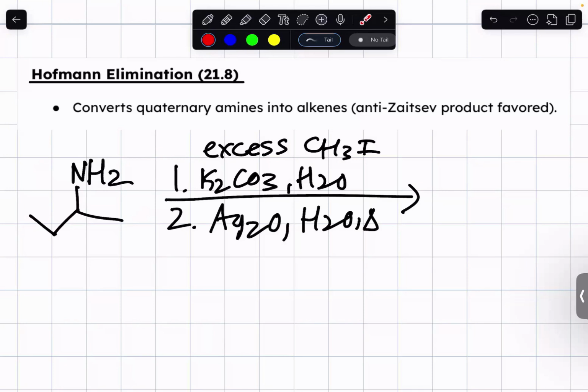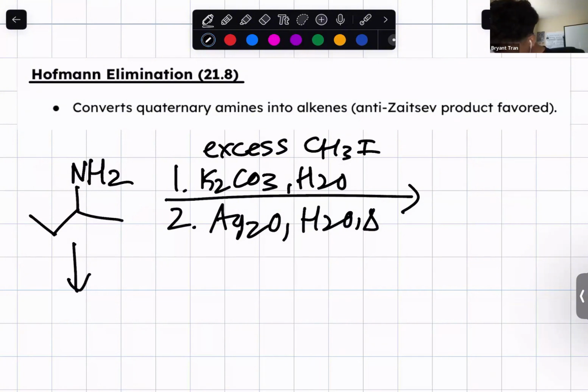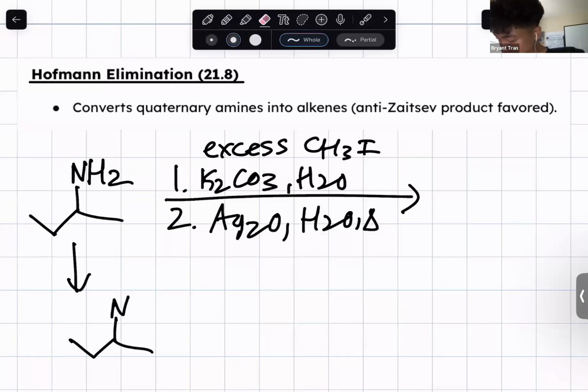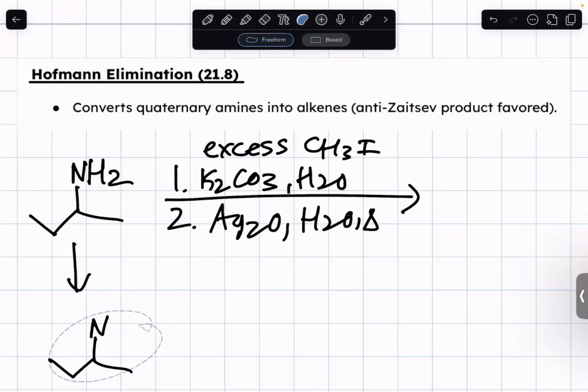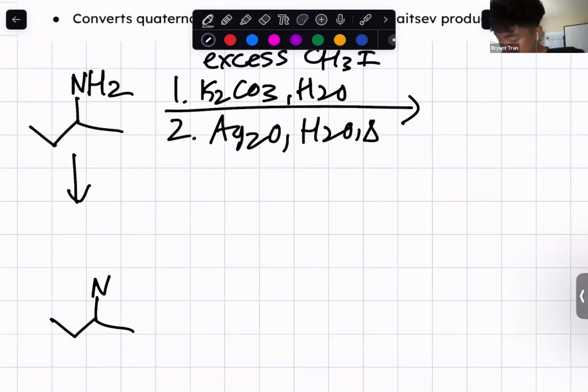So it would take all the H's and then it would add a CH3. Correct. It would take all the H's and add CH3s. How many times? Until it's neutral or until it's positively charged? I think it was until it was positively charged. Right, until it's positively charged.